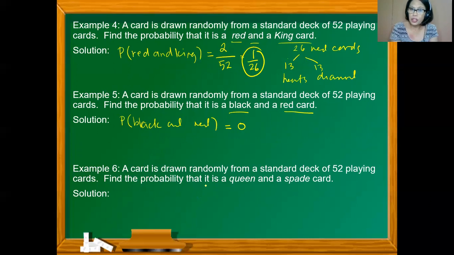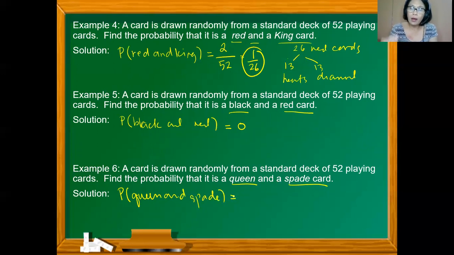A card is drawn randomly from a standard deck of 52 playing cards. Find the probability that it is a queen and a spade card. So this is about joint probability. So we are asked to solve for the probability of selecting a queen and a spade card.